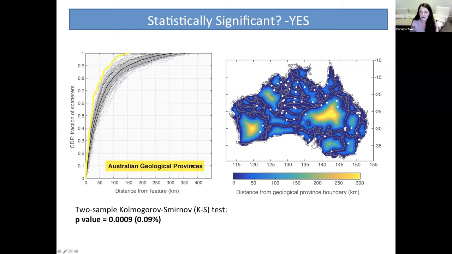Next up, we can do the same thing for the geological provinces. And here we get an even better statistical result, in fact. So we look at the distance of the scatterers, for those which are located inside the Australian continent, from these boundaries. And yes, there are a lot of boundaries, but what you don't find is, within the interior of the large provinces, scatterers in the middle. And in fact, all of the scatterers are located within 150 kilometers of a geological province, versus if they were random, you would expect them to be up to 300 kilometers away. And you find that this yellow line is above all the random distributions, and we get a p-value of 0.09% in terms of being different from random.